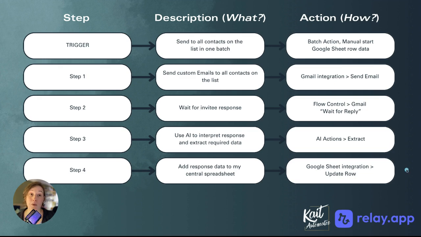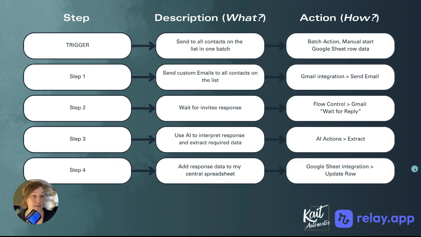Step 4, we want to take that data that the AI identified from their email, and we want to actually add it to that original spreadsheet so that we have a centralized location for all of those responses, which will make our jobs as managers of the event so much easier. We'll do this with the Google Sheet integration in Relay.app and the action of updating rows.